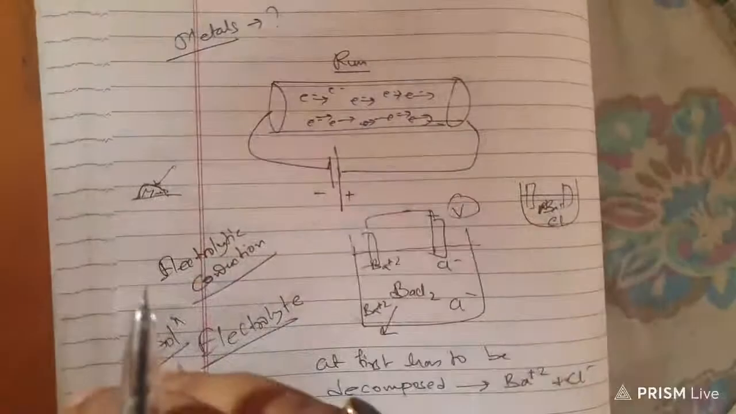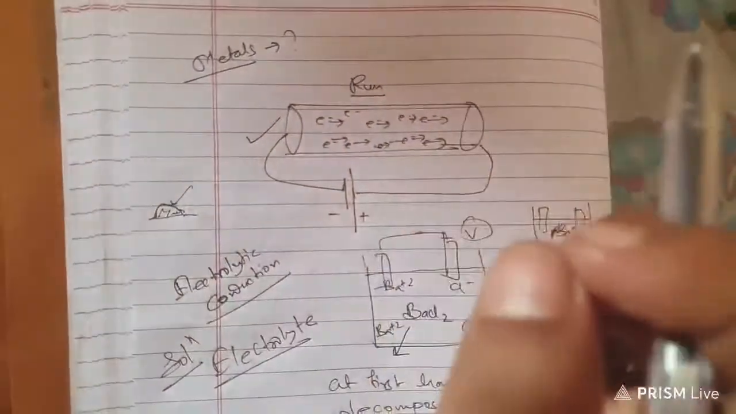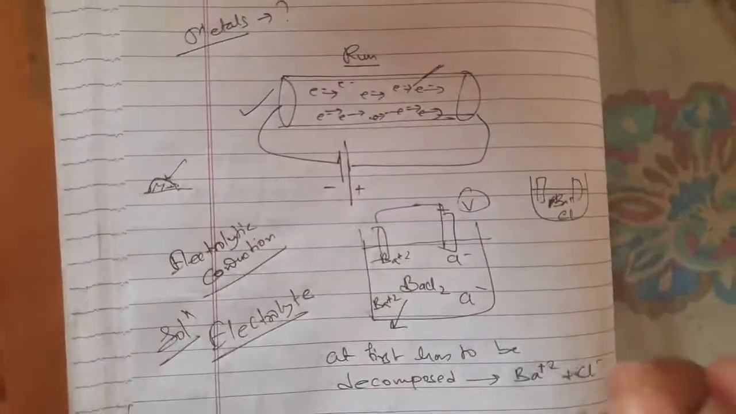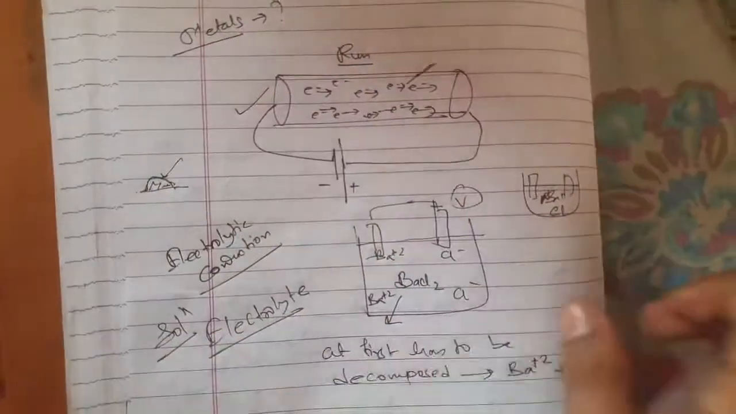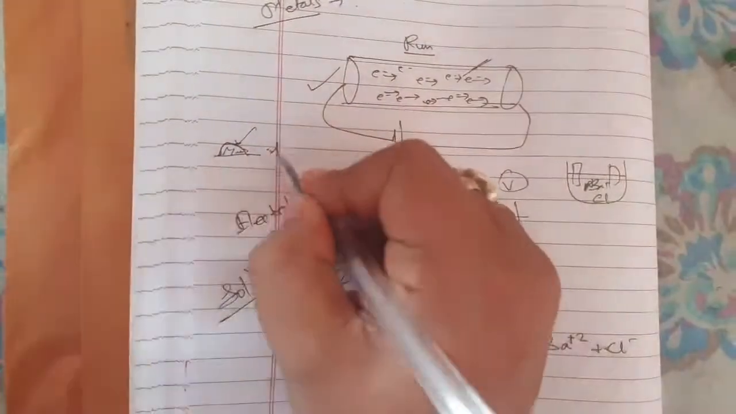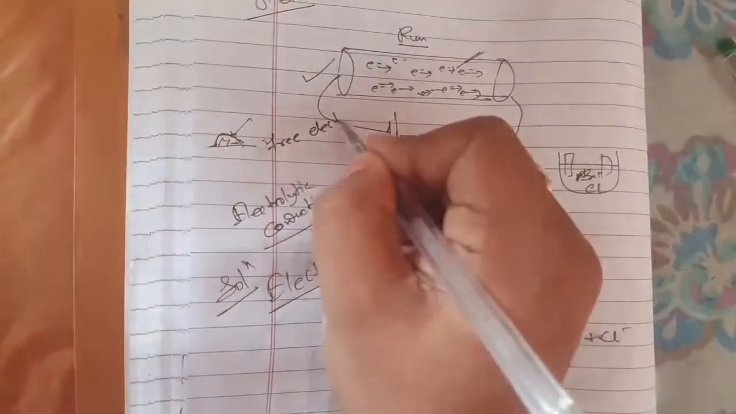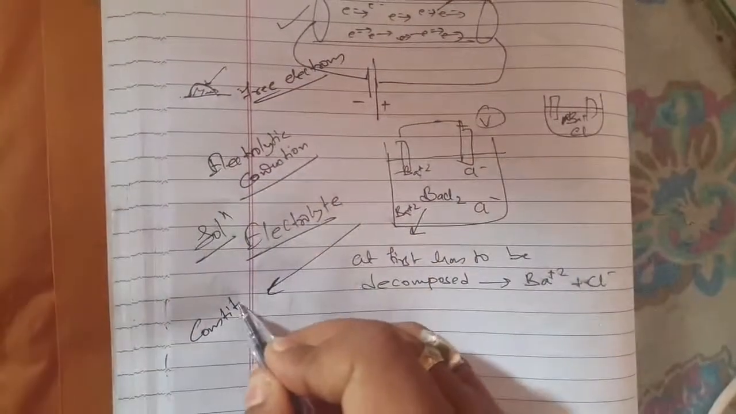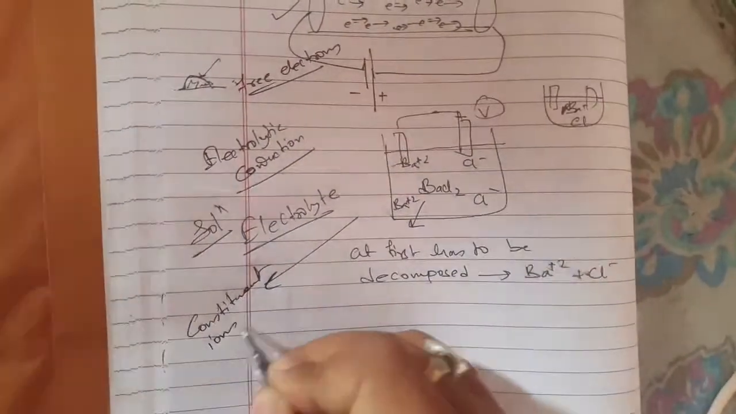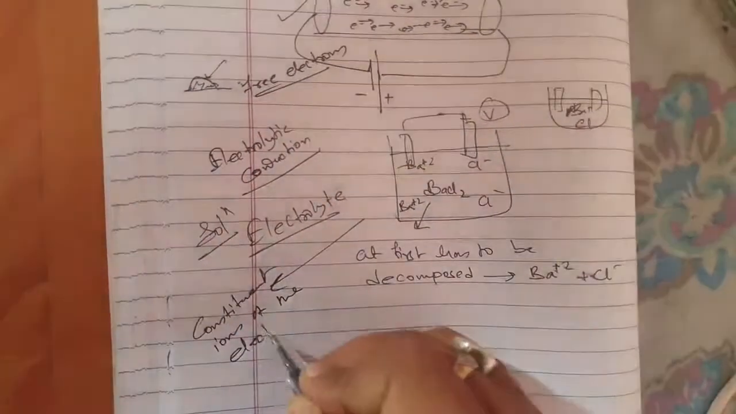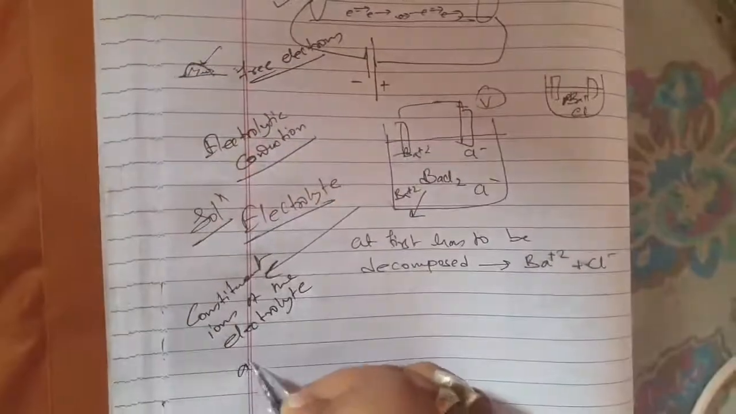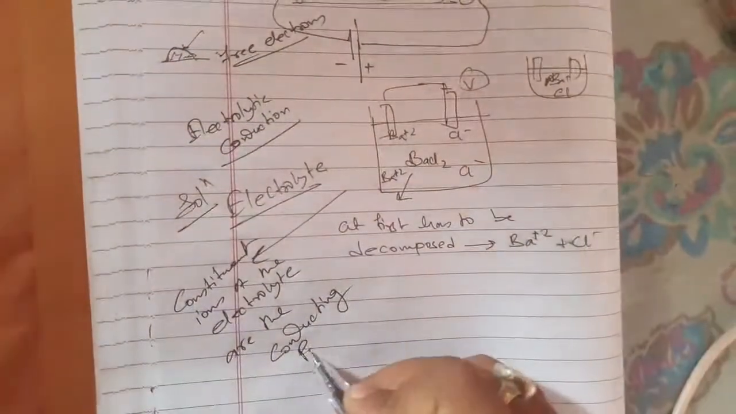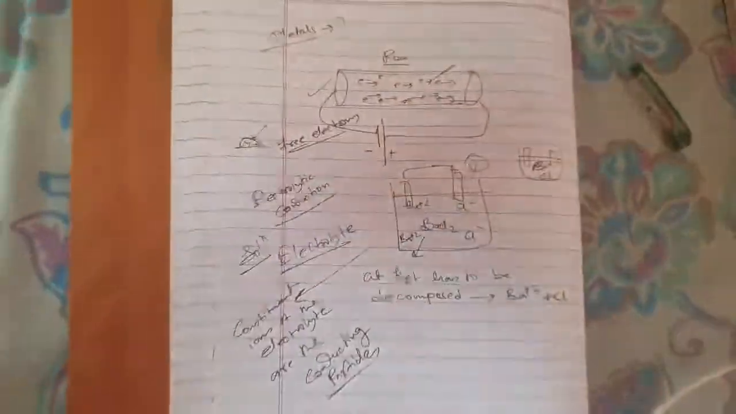So my basic point is that in metals the conducting particles are the free electrons. In electrolytes the conducting particles are the constituent ions of the electrolytes. So free electrons are the conducting particles in metals, and here the constituent ions of the electrolyte are the conducting particles. So this is the first difference that you should understand.